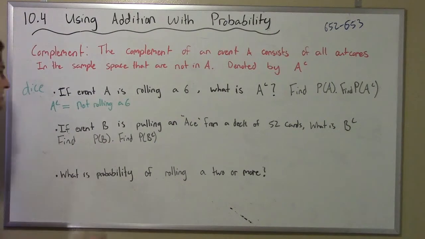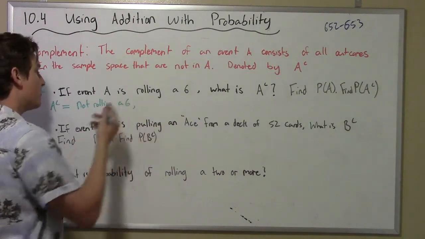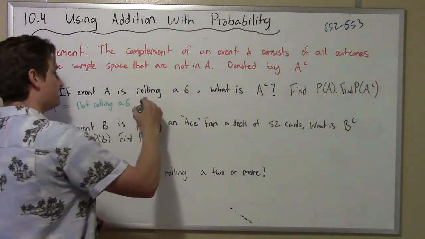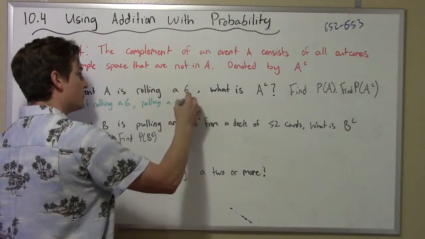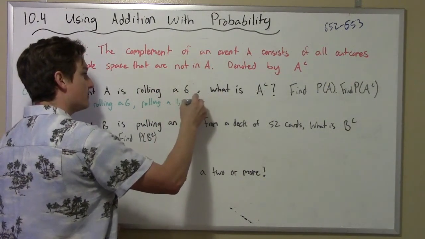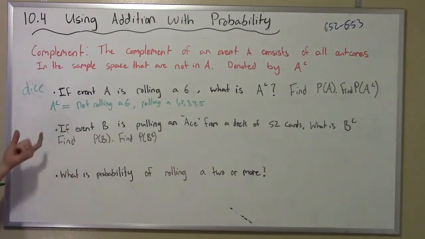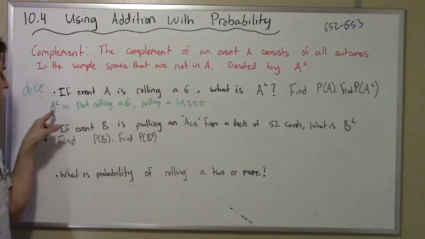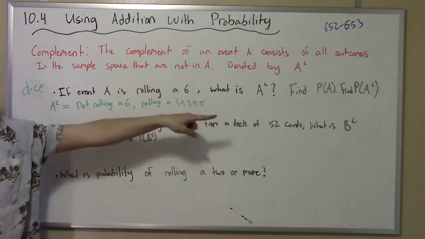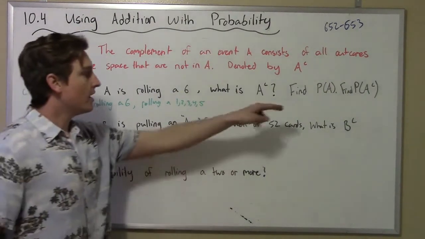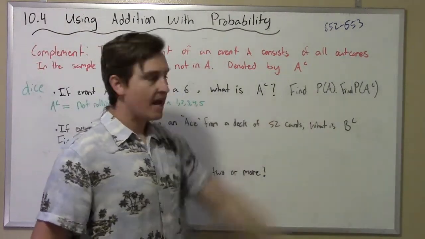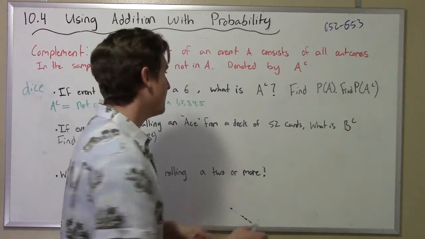So not rolling a 6. Another way to say this is rolling a 1, 2, 3, 4, or 5, because that's all the ways you can not roll a 6. So if A is rolling a 6, the complement of A is rolling everything else, or not rolling a 6, in other words. Now we also want to find the probability of A and the probability of the complement of A.